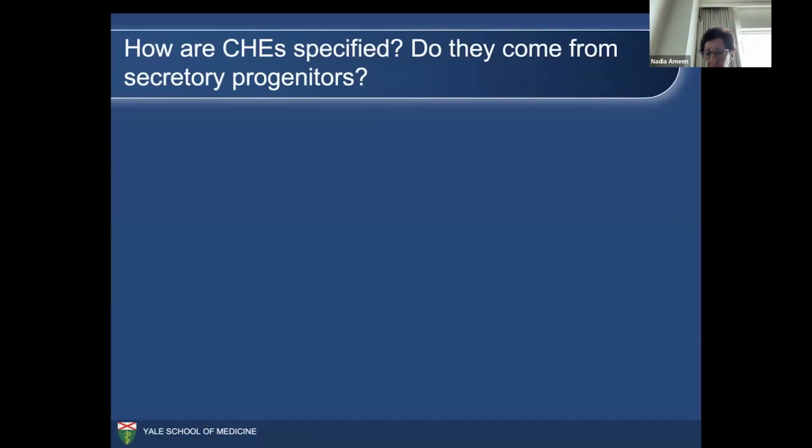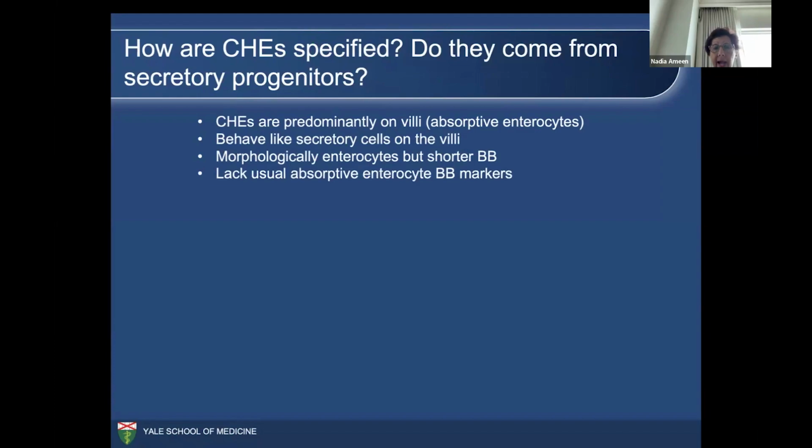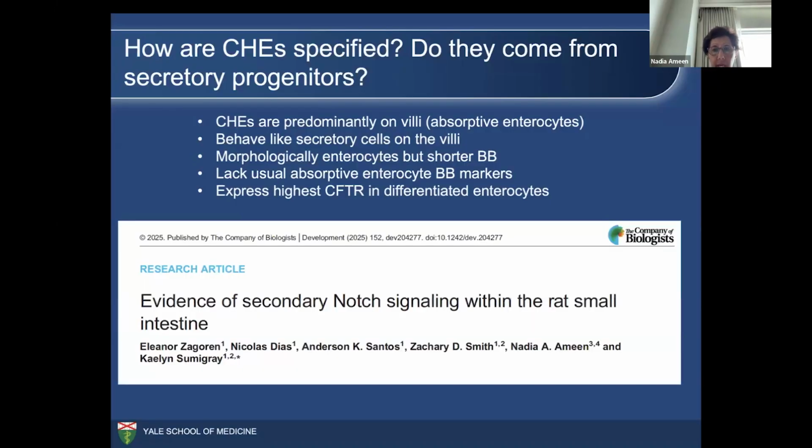We really have no idea. So we began some collaborative studies with a colleague of mine in the genetics department at Yale. Now, remember, we showed that these Chi cells are predominantly on a villus epithelium, which is absorptive, but they behave like secretory cells, although they are on the villi. They are morphologically enterocytes, but they have morphologic features suggestive of a more secretory type cell because the brush border is much shorter, and they lack the usual absorptive markers that are on the brush border membrane in the villus, and they express very high levels of CFTR in the differentiated organoid enterocytes.